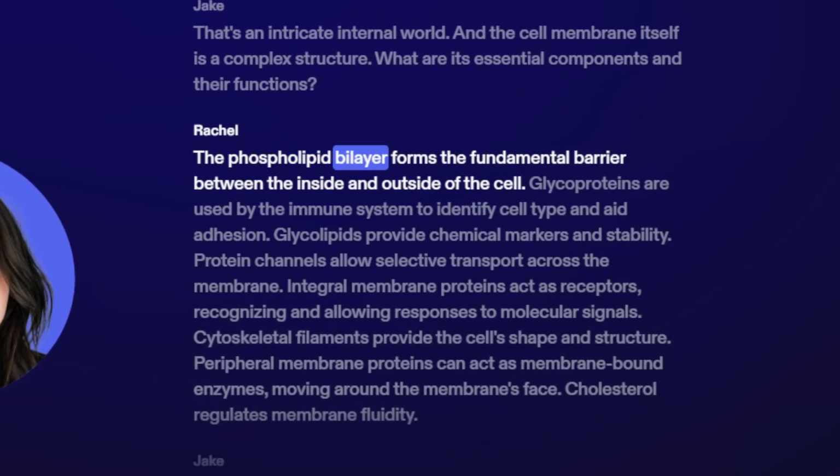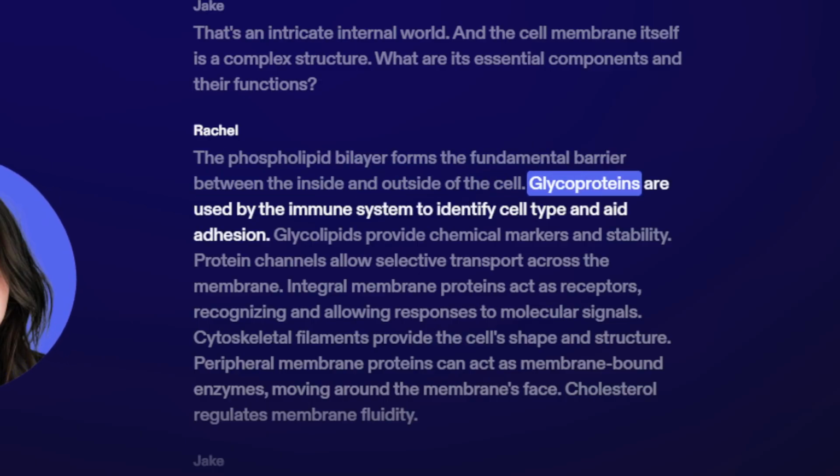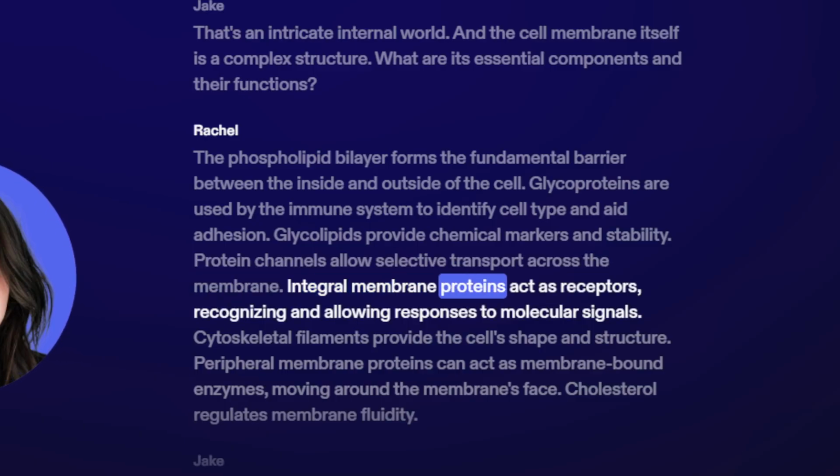The phospholipid bilayer forms the fundamental barrier between the inside and outside of the cell. Glycoproteins are used by the immune system to identify cell type and aid adhesion. Glycolipids provide chemical markers and stability. Protein channels allow selective transport across the membrane. Integral membrane proteins act as receptors, recognizing and allowing responses to molecular signals.